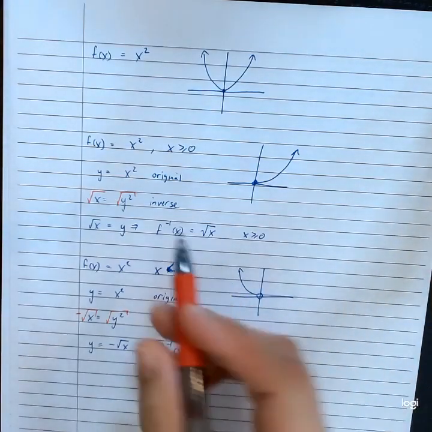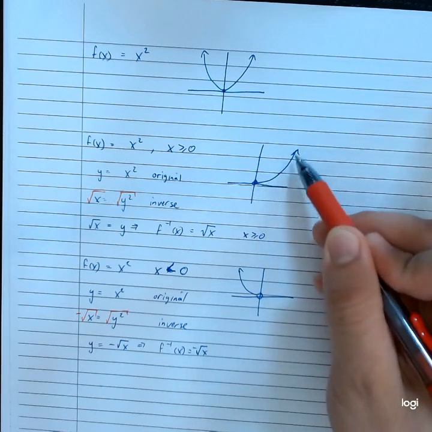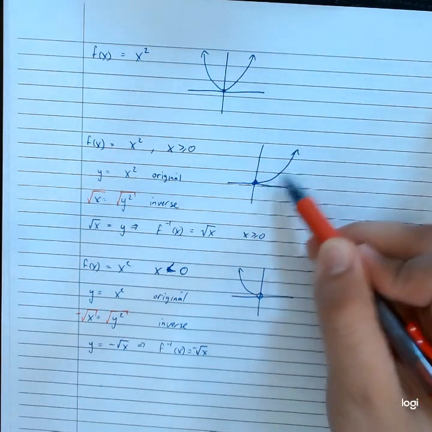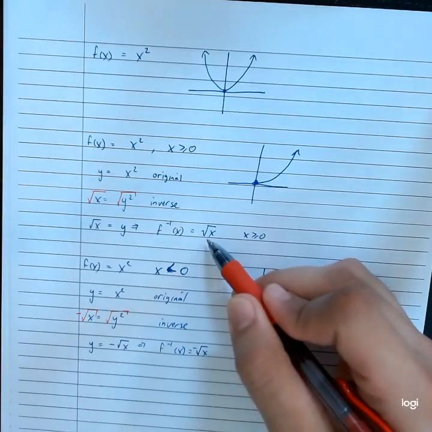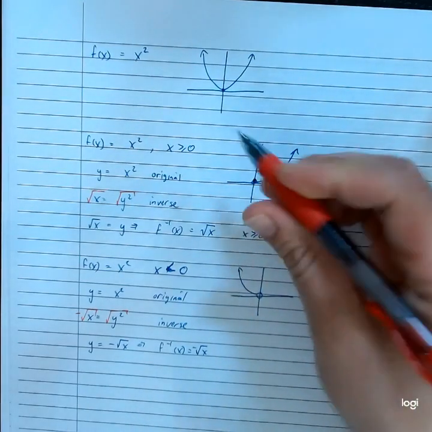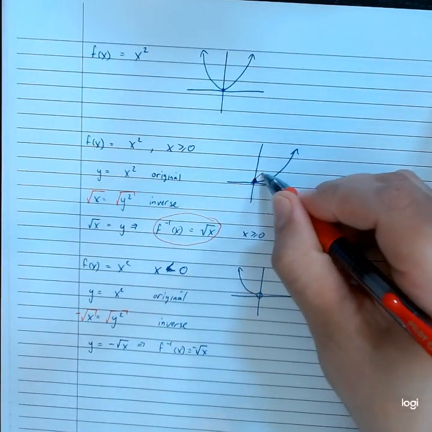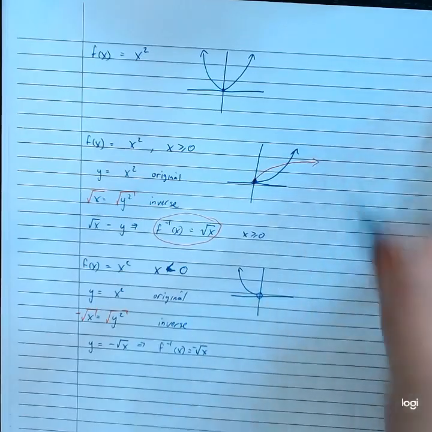Now, look at those graphs. This is the positive half of the parabola. If I invert just that one, I get the positive square root of x. And we know what that looks like. We have a parent function that we saw all the way back in chapter 2. It looks something like this.